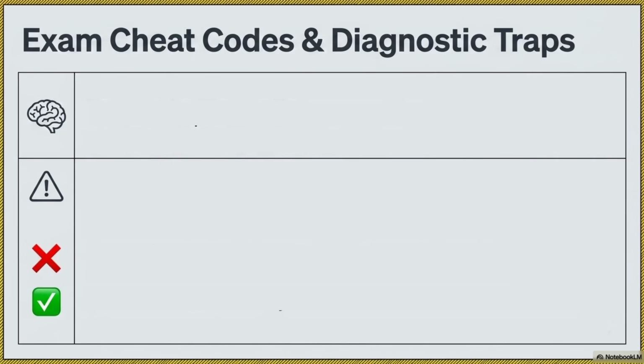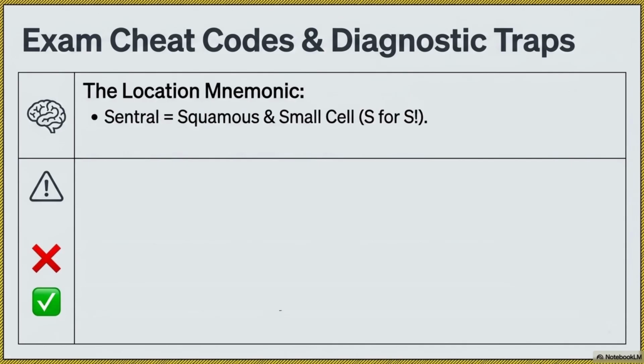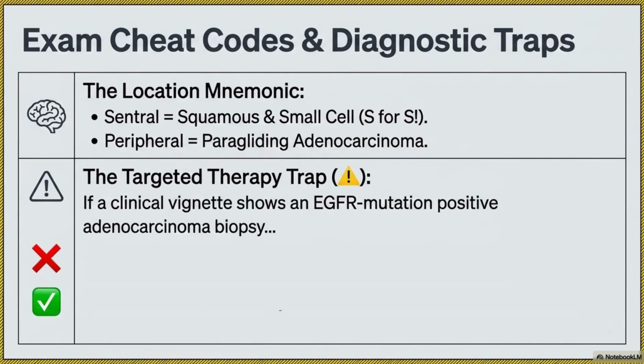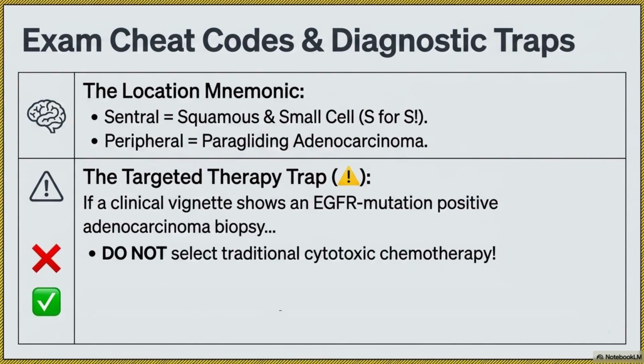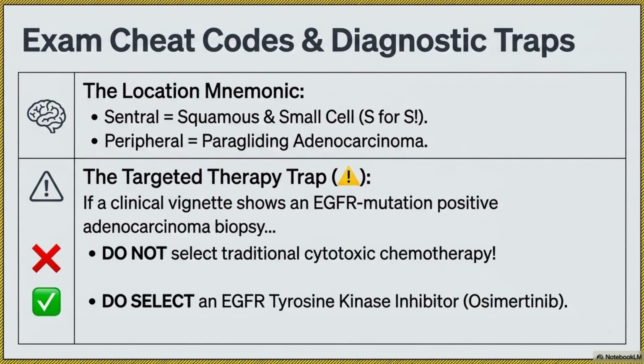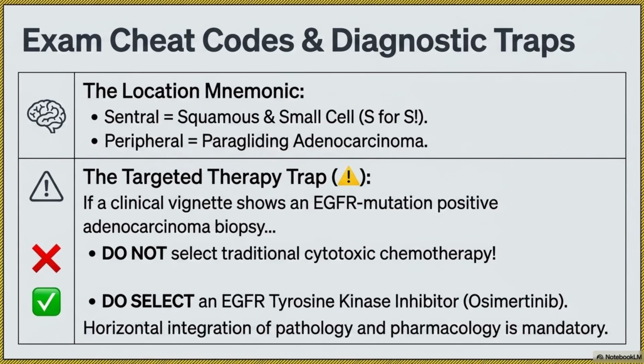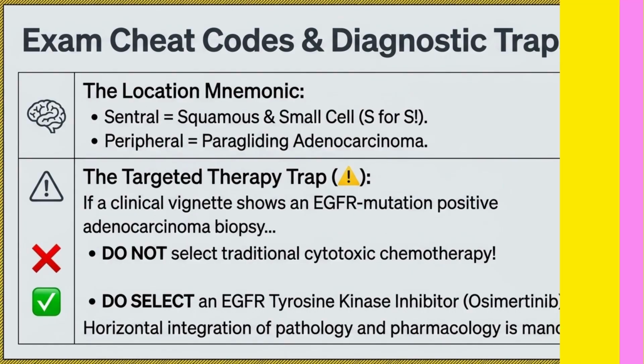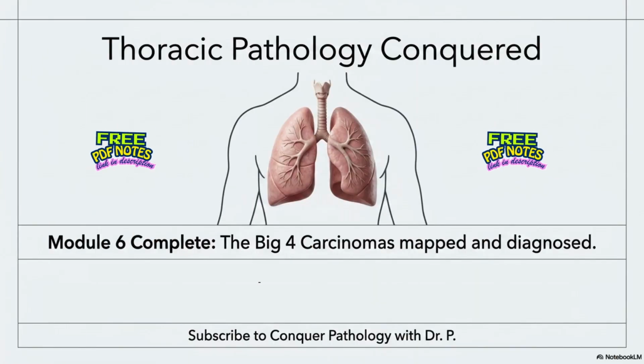Before we finish, let's look at a few exam cheat codes and traps. First, the location mnemonic. Remember that central starts with an S, which covers squamous and small cell. Peripheral starts with a P for paragliding adenocarcinoma. Second, do not fall for the targeted therapy trap. If a clinical vignette shows an EGFR mutation positive adenocarcinoma biopsy, do not select traditional cytotoxic chemotherapy. You must select an EGFR tyrosine kinase inhibitor like osimertinib. The examiners demand horizontal integration of pathology and pharmacology. And with that, the big four carcinomas are mapped and diagnosed.